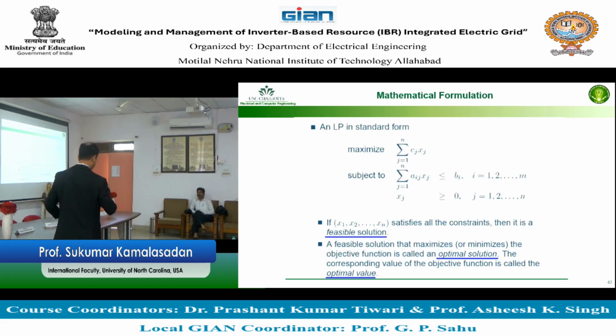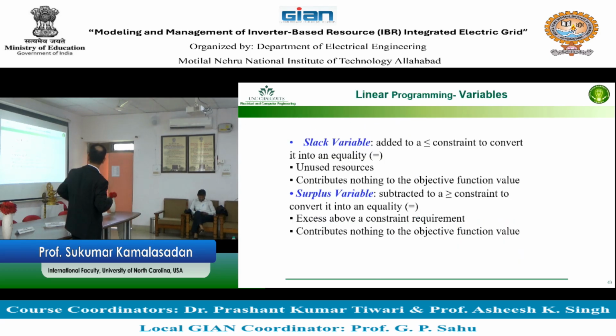By the way, this is the LP problem. If x_n satisfies all the constraints, then it is feasible. A feasible solution that maximizes the objective function is called the optimal solution. So you see feasibility and optimal value. Can I move a little bit faster because we are working on convex optimization? Is it understood?